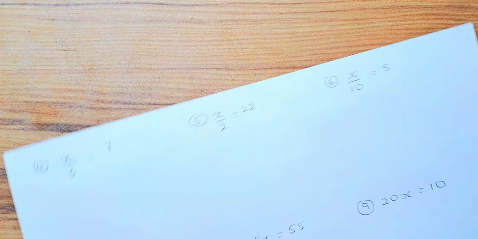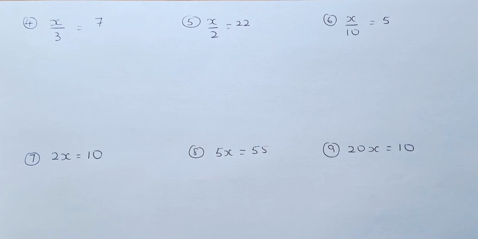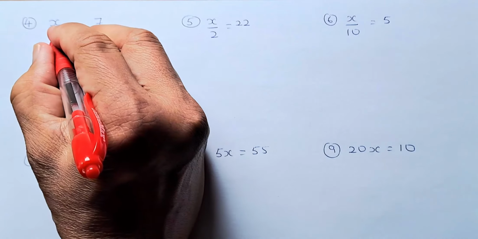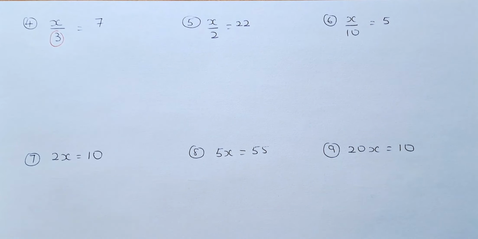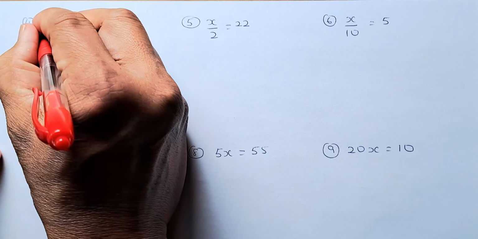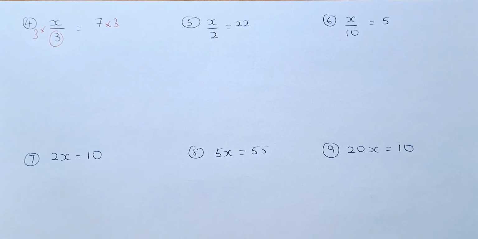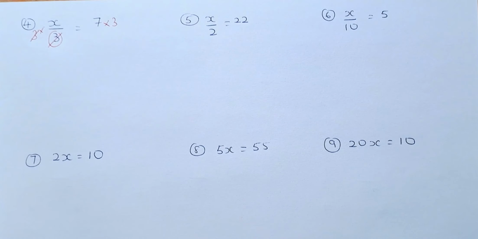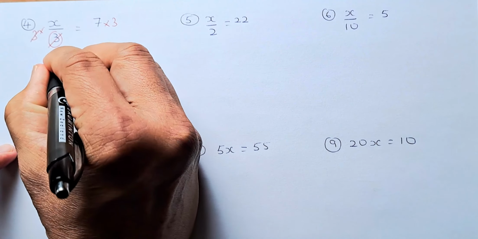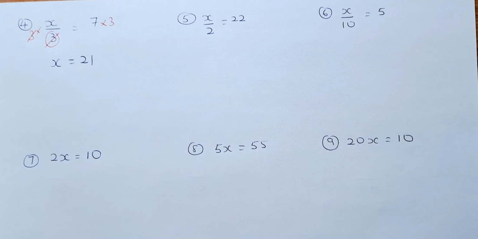Now we will do division and multiplication. You have x over 3 equal to 7, and 3 is the intruder. 3 shouldn't be there. This means x divided by 3 equal to 7. To get rid of the 3, you multiply by 3 on the left, and you must also multiply by 3 on the right. When you multiply by 3, the 3 will cancel out, and what's left is x equals 21, because 7 times 3 is equal to 21.